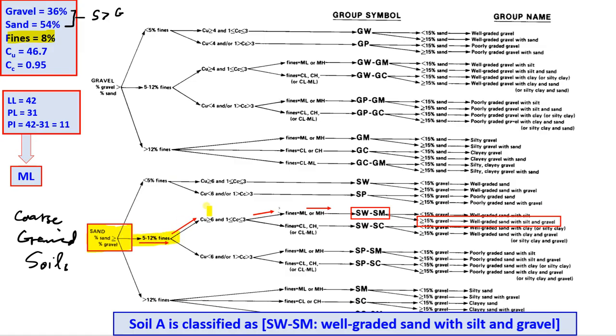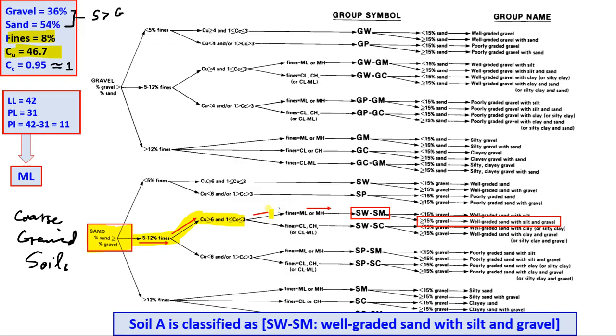Now here we have two options. Cu is more than 6 or Cu is less than 6. So in our case, Cu is 46 and Cc is 0.95. I mean 0.95 means it's very close to 1, so I can even take it as 1. So we are going to go up because our Cu value is more than 6.